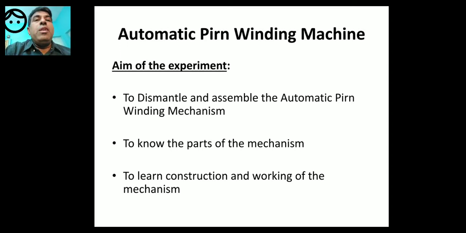That means the functional things that they do in the mechanism, the functions of the parts of the mechanism. What are the various parts and how do they function? How are they constructed? And how the working is completed. So this is the aim of the experiment on the automatic pirn winding machine. In this we will learn all these things.